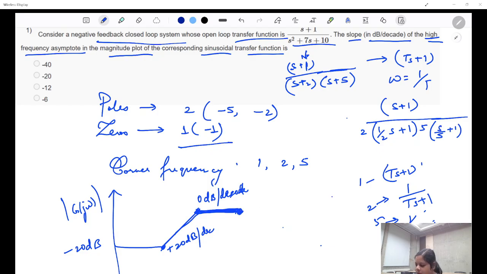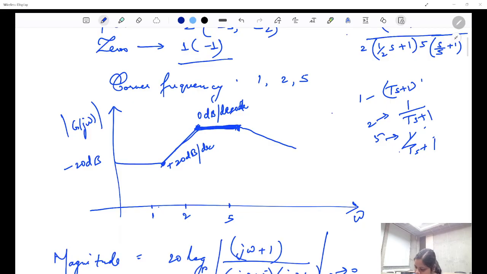So the net decay or rise would be 0 dB per decade minus 20 dB per decade. So it was already 0 over here, and we got this minus. So the resultant is this minus only. So we'll see it going this way, and it would go on forever in this way, because we don't have anything coming after it. So this is minus 20 dB per decade.